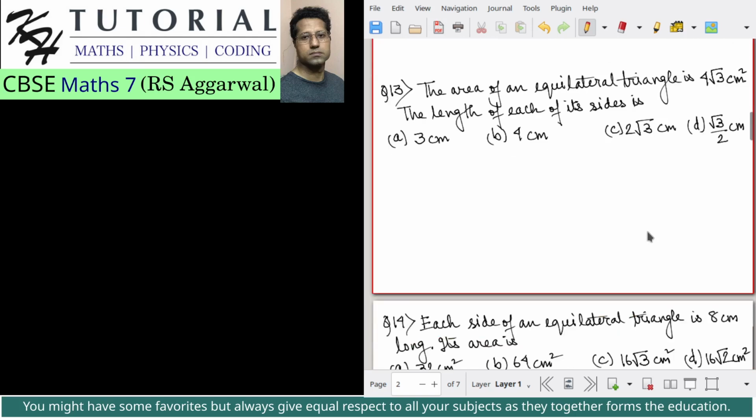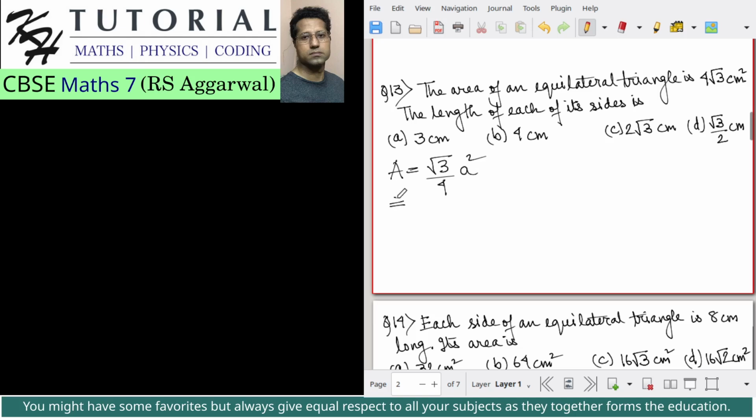Question number 13. The area of an equilateral triangle is 4 root 3 centimeter square. The length of each of its sides is. So we know that for an equilateral triangle, the area, where the length of each side is A, is square root of 3 divided by 4 multiplied by A square. This is the formula.